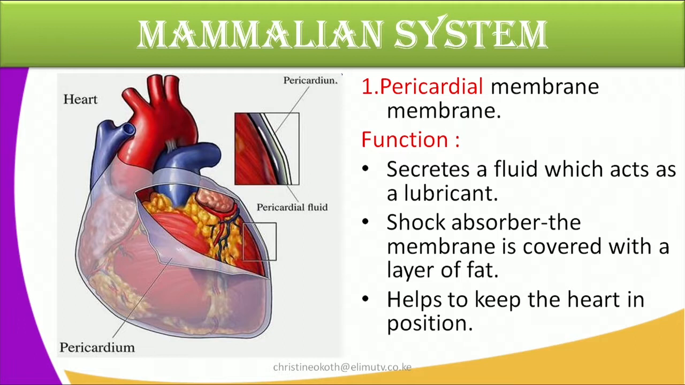The membrane is covered with a thick layer of fat that helps it to absorb shock because the heart has to be protected. Next function of the pericardial membrane, it helps to keep the heart in position. Those are just among the functions of the pericardial membrane, a very important membrane in the human heart.